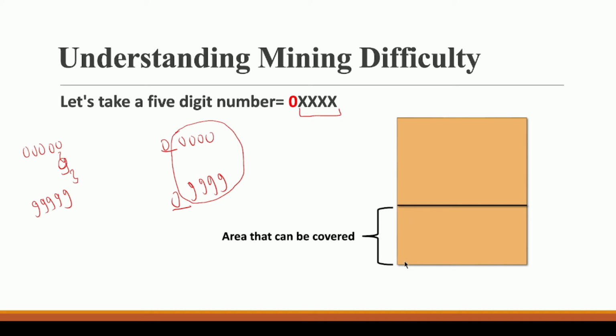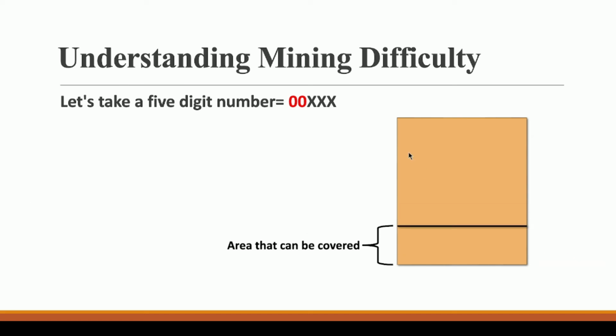So this area actually has numbers from 00000 to 09999. And that makes sense also because 99999 is a much bigger number. It makes sense. And what will happen if I make the first two characters 0? Again, this area will get reduced. Why? Because now we have only numbers from 00000 to 00999, right? Because the first two are already 0. So by this, you can clearly see that the area is getting reduced.